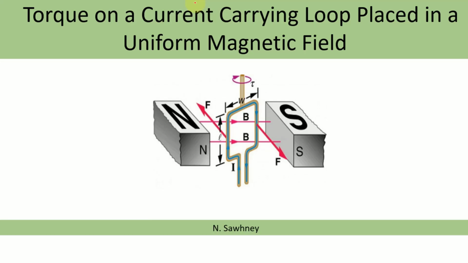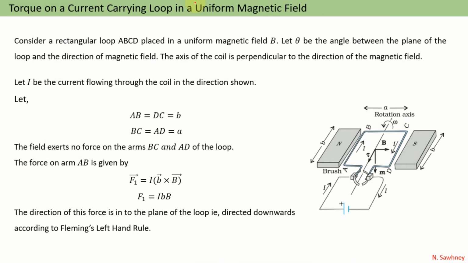Hello students, in this video I am going to explain torque on a current carrying loop placed in a uniform magnetic field. Let us start. Here we are considering two cases. The first case is when the magnetic field is in the plane of the loop, and the second case is when the plane of the loop is not along the magnetic field but makes an angle theta with it. So let us discuss the first case.